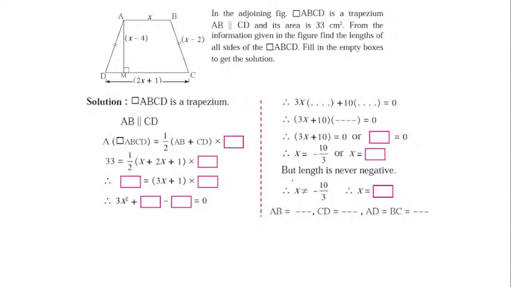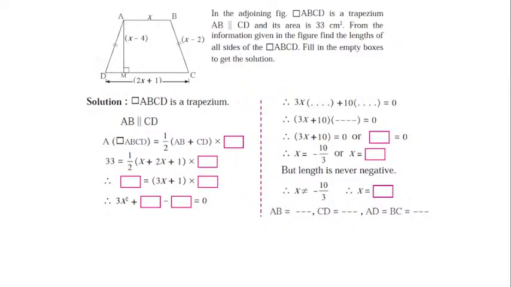That means to find the lengths of AB, CD, AD and BC, that is ultimately the length of all the sides of this trapezium. So it started with quadrilateral ABCD is a trapezium and AB is given to be parallel to CD, that's given.